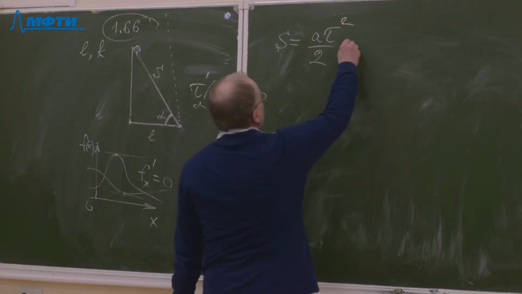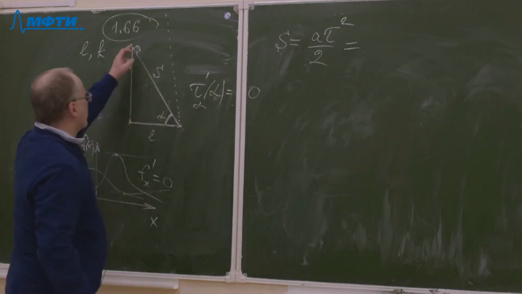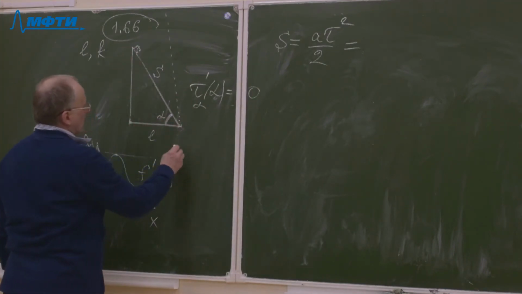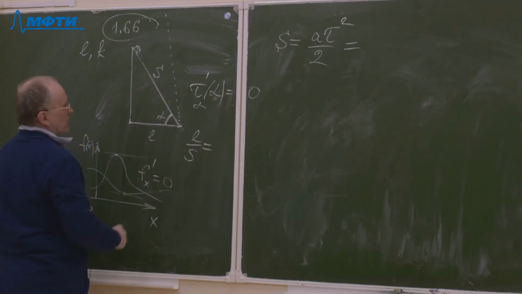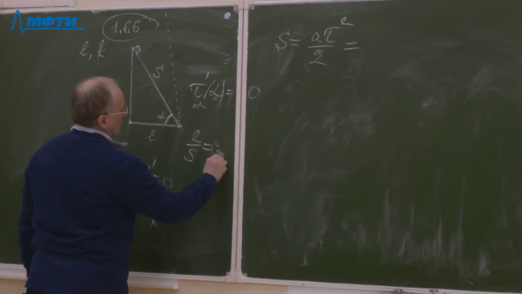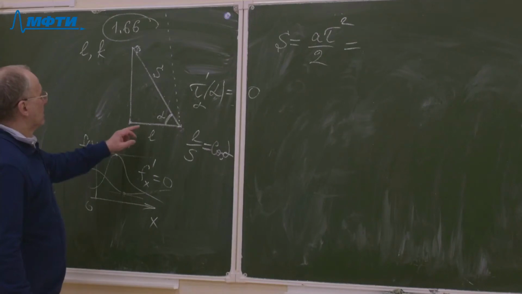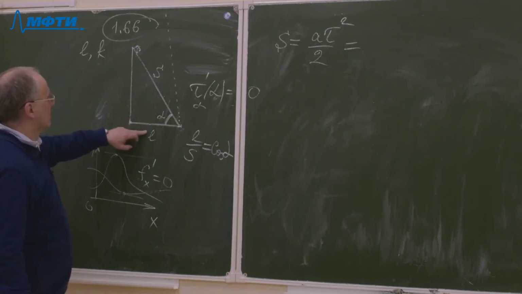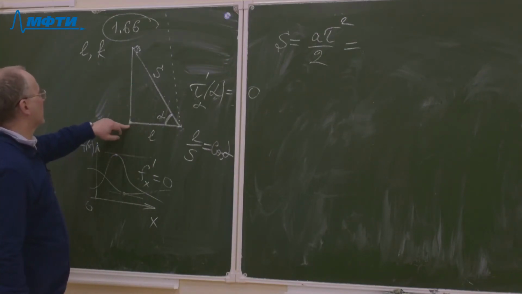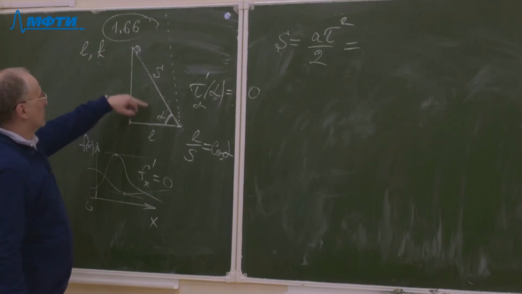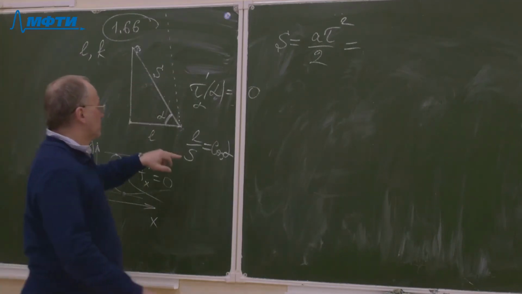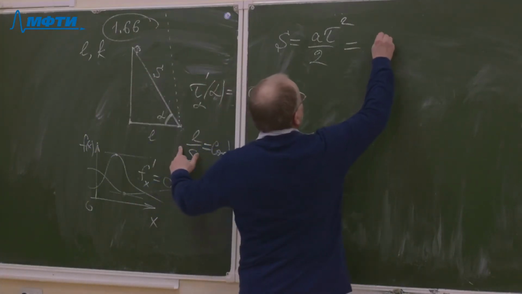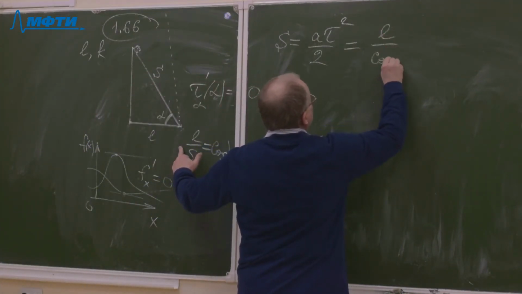Also, this S can be expressed geometrically, because L divided by S is what geometrical function? It's cosine alpha. L divided by S, the leg of the right triangle divided by its hypotenuse, is cosine alpha by definition. So S can be defined as L over cosine alpha.